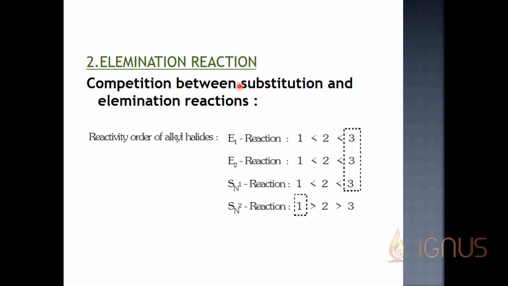Competition between substitution and elimination reaction. First, let us study the reactivity order of alkyl halides. For E1 reaction, primary is having less tendency than secondary and secondary is less than tertiary. Note down all these points, these are very important. For E2 reaction, primary is less than secondary and secondary is less than tertiary. And for SN1 reaction, primary is less than secondary and secondary is less than tertiary. This order is the same for E1, E2 and SN1.